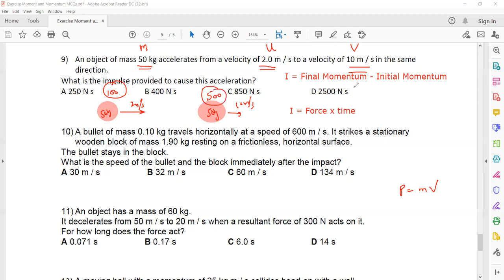So what is the change in the momentum? That's called impulse. The direction does not change, so we'll take the same sign for both. So final momentum is 500 and the initial momentum is 100. So 500 minus 100 equals 400. And the unit of impulse can be Newton second or kilogram meter per second. So which one is the right answer? B is the right answer. Is it clear, this one? The concept of the impulse, that is the change in momentum.